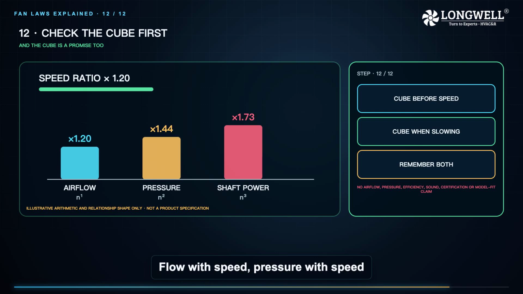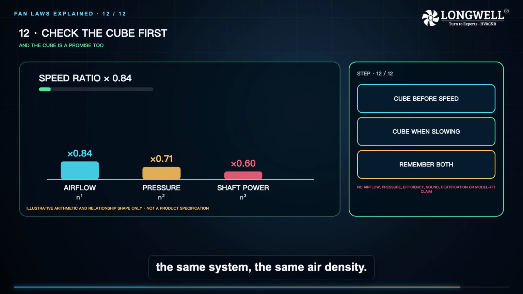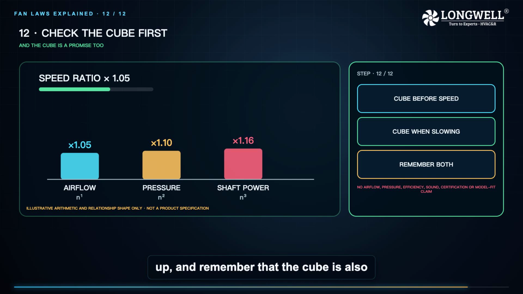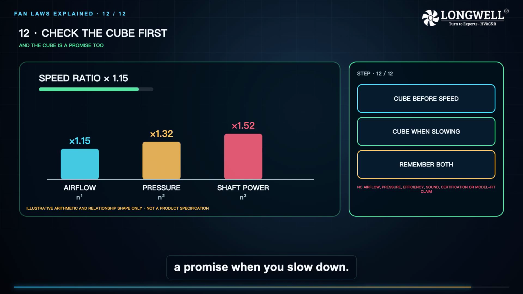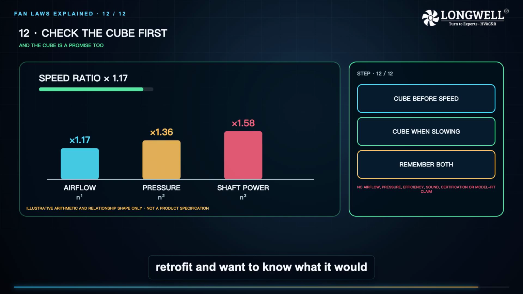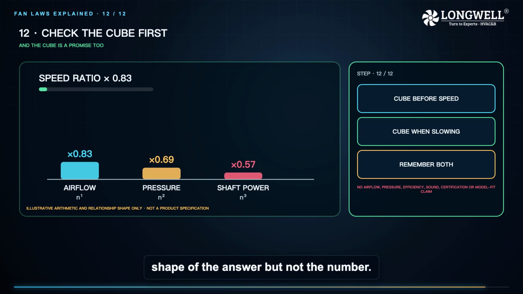Flow with speed, pressure with speed squared, power with speed cubed. Valid for the same fan, the same system, the same air density. Check the cube before you speed anything up, and remember that the cube is also a promise when you slow down. If you are looking at a variable speed retrofit and want to know what it would actually save, the fan laws give the shape of the answer but not the number.